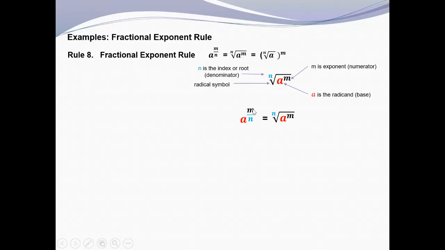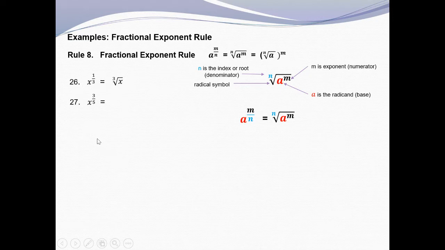So a to the m over n is equal to the nth root of a to the m power. Now example number 26. We have x to the 1/3, so they want you to write it as a radical expression. My x is my radicand. My denominator is the index, and the 1, we don't have to put it there because x to the first power is just x.